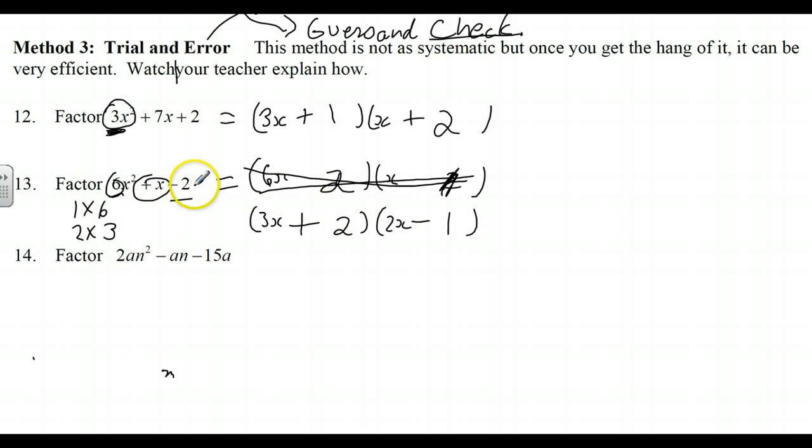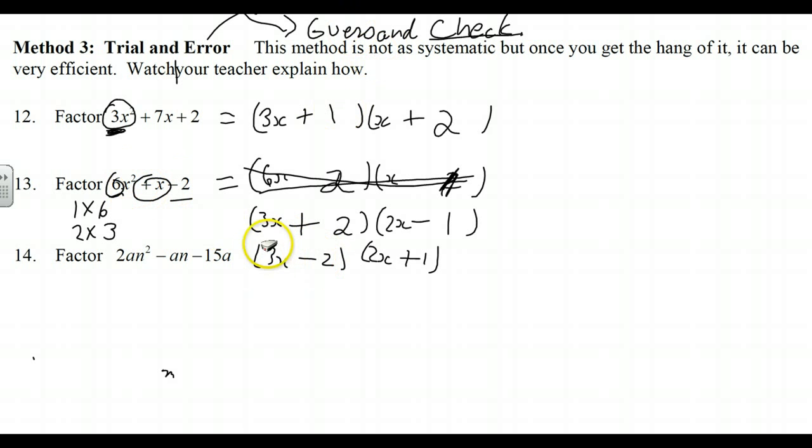And really what we have to watch out for is that we don't go 3x minus 2 and 2x plus 1, right? Because we're saying, well, that gives me 6x squared and that gives me minus 2. But we get 6x squared plus 3x minus 4x, which is minus 1x, right? And we don't want that. So for sure we have checking going on, right? We need to find the numbers and we need to check.